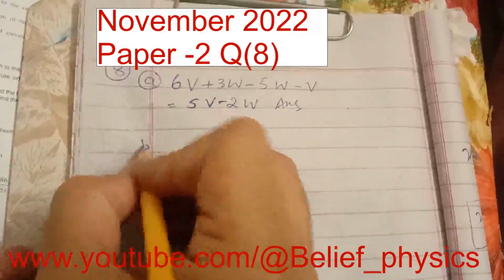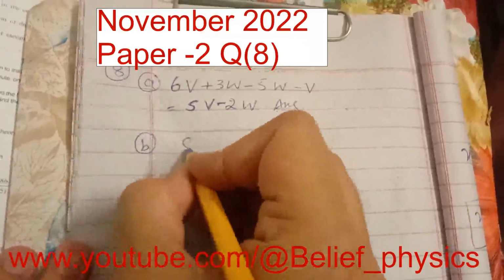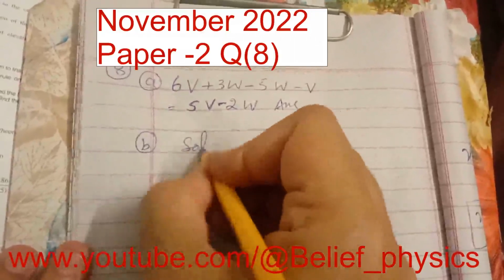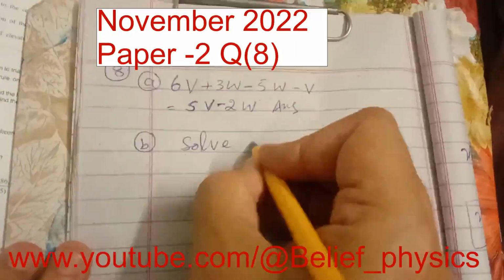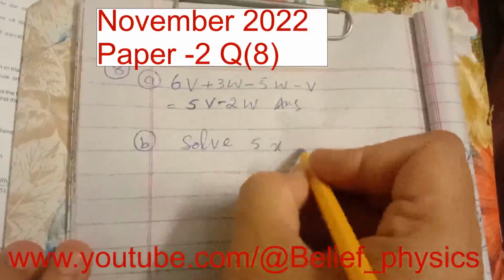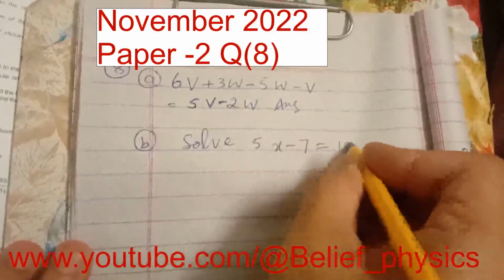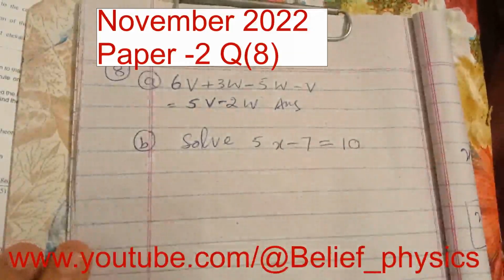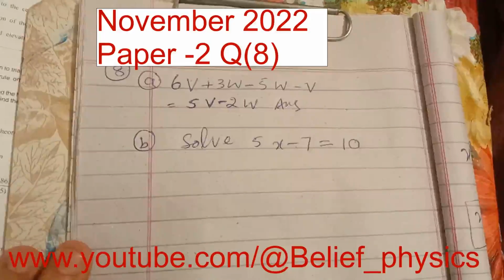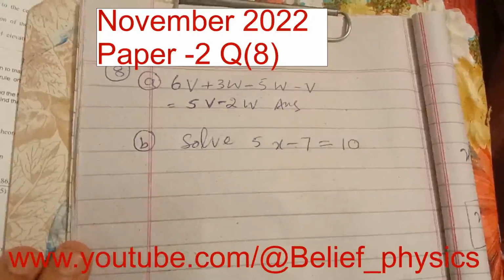And part B is solve 5x minus 7 is equal to 10. This is the part B of question number 8, November 2022, paper 2. We have to solve it. It's simple linear equation.